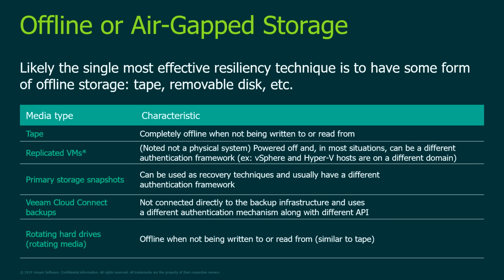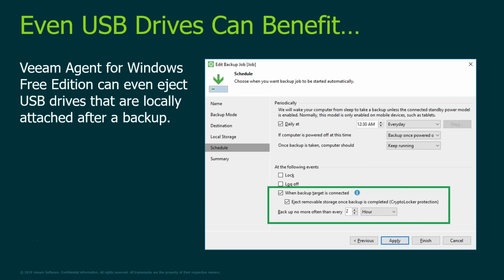Again, Cloud Connect, it's not connected to your infrastructure. It's a different administrative realm. And if you even consider the Cloud Connect insider protection, it's yet another layer where end users can't manipulate the contents of that data. And then also rotating hard drives. This is also offline unless it's being read from or written to. And there are some more robust options that might be suitable for remote offices, branch offices, RDX drives, if you've heard of those. A lot of options for air-gapped or semi-air-gapped offline storage. But even USB drives can help out.